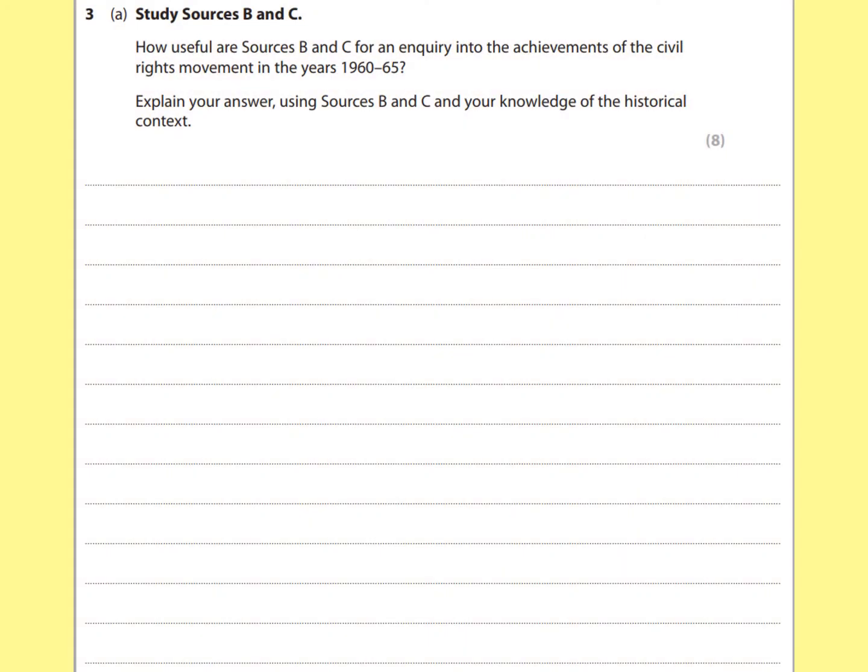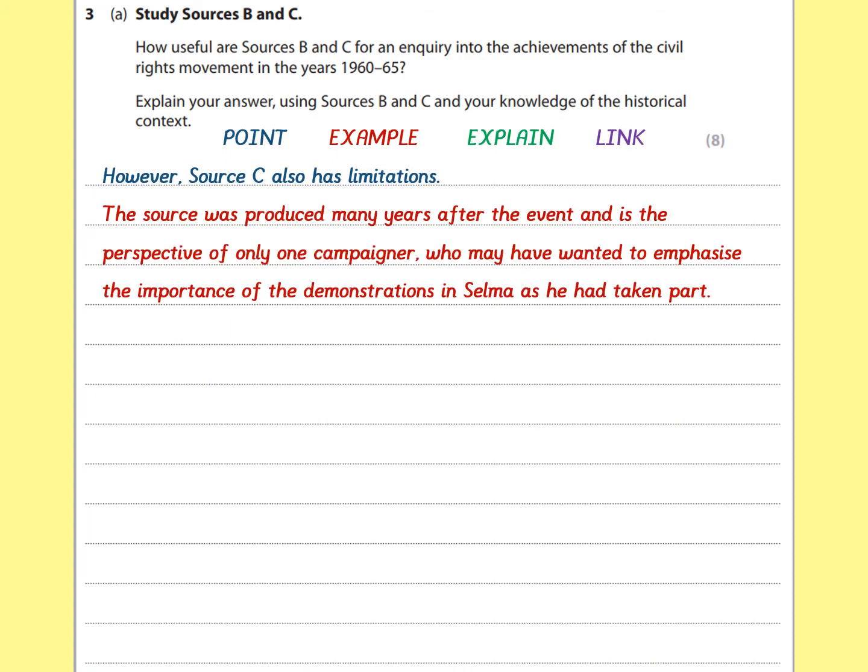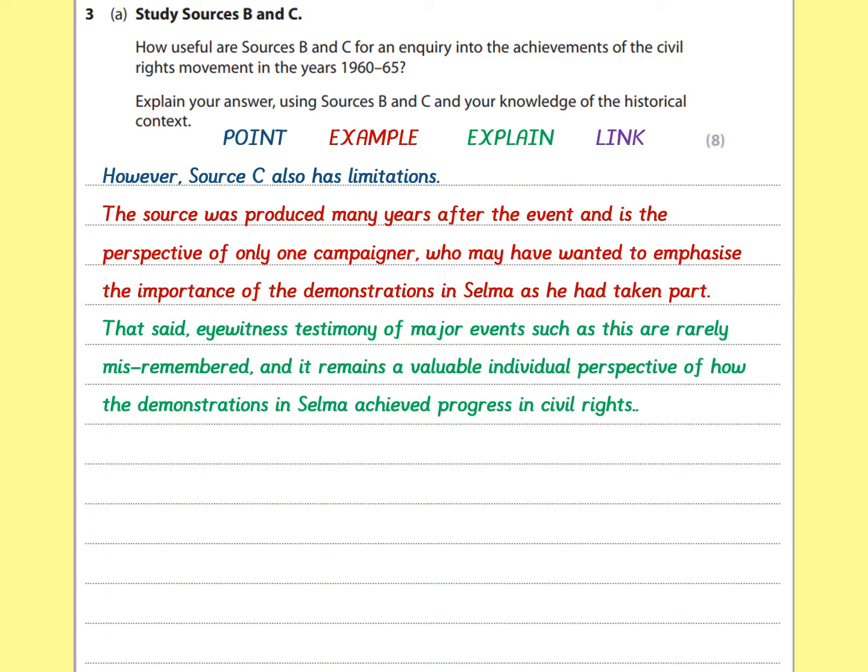And now the limitations of Source C. Like last time, however, Source C also has limitations. The source was produced many years after the event and is the perspective of only one campaigner, who may have wanted to emphasise the importance of the demonstrations in Selma as he had taken part. But here actually I start relating it back to its usefulness, and that's fine to do. That said, eyewitness testimony of major events such as this are rarely misremembered, and it remains a valuable individual perspective of how the demonstrations in Selma achieved progress in civil rights.